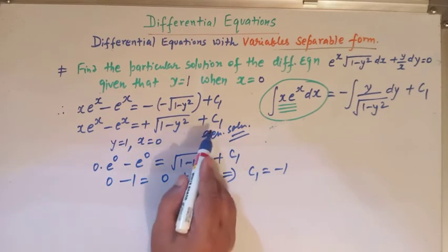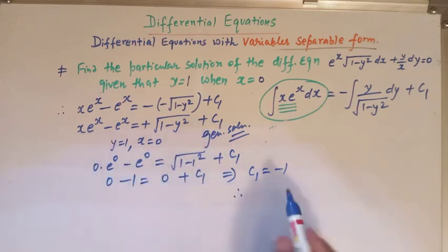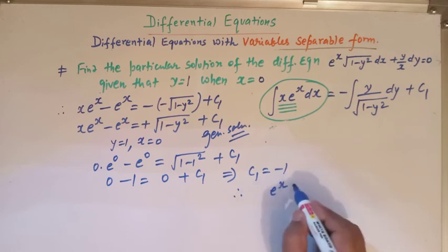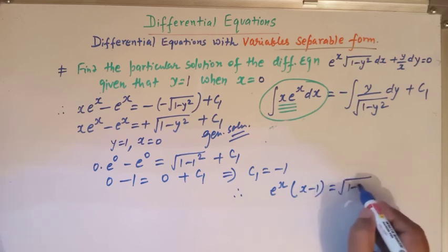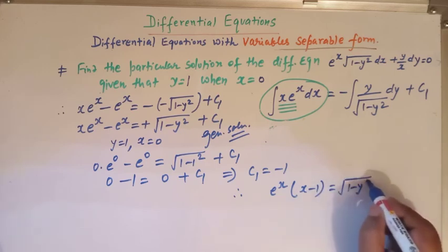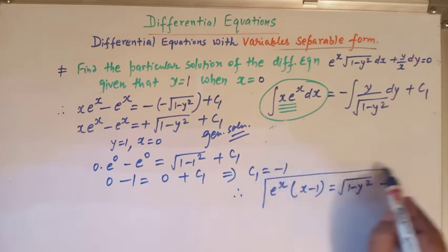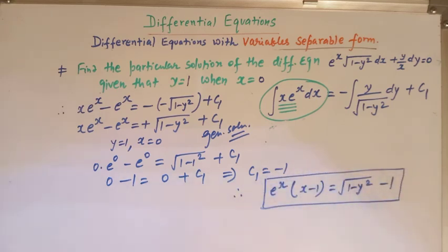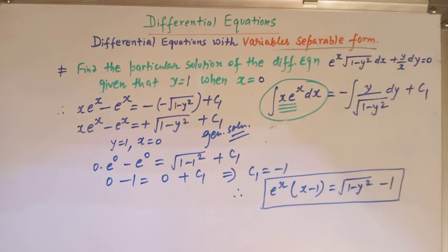Now we substitute the value of c1 here, so therefore this equation becomes, we take e raised to x common, and we have e raised to x times x minus 1 is equal to square root of 1 minus y square minus 1. So this is the particular solution of this differential equation. Clear?